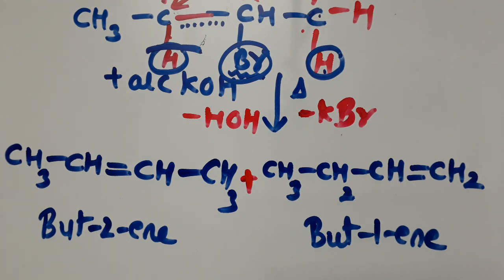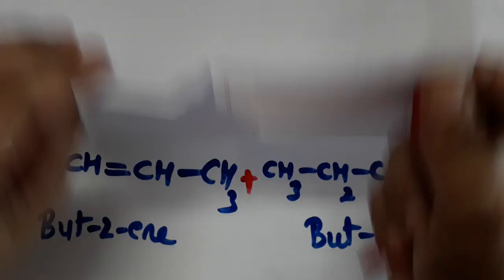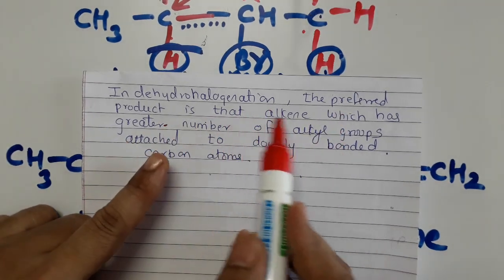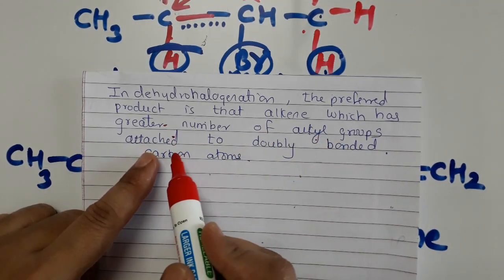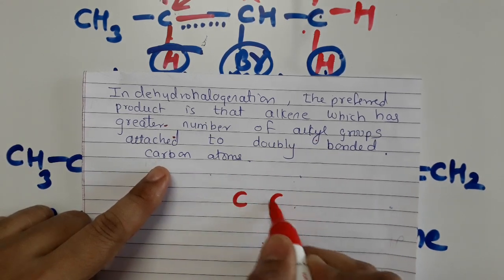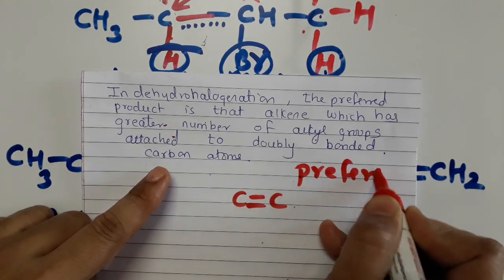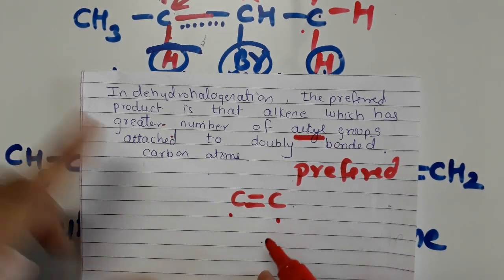Now the question was, which rule is going to give us the preferred product, and the rule is this. In the dehydrohalogenation the preferred product is that alkene which has greater number of alkyl groups attached to the doubly bonded carbon atoms. So it means if we have a carbon-carbon double bond, that alkene will be preferred if there are more alkyls attached to the carbon atoms. So let us see now.